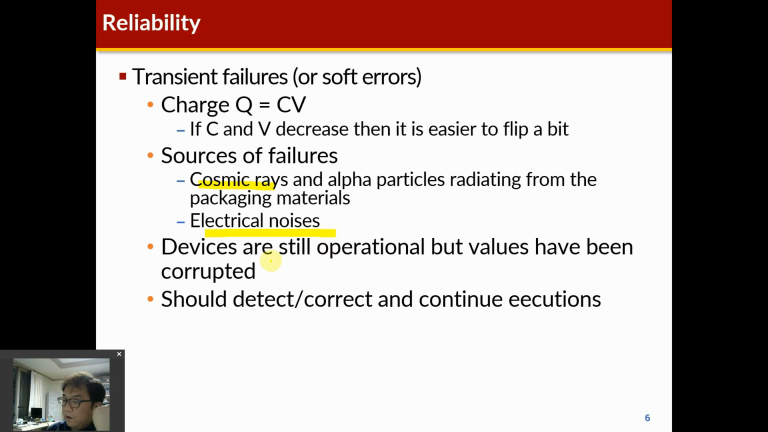Some errors are very critical for the operation or result of the computer processor, but some errors we can ignore. So we need to determine whether a detected error should be corrected or not. This is an important issue, the reliability issue, of CMOS circuits or computer processors.